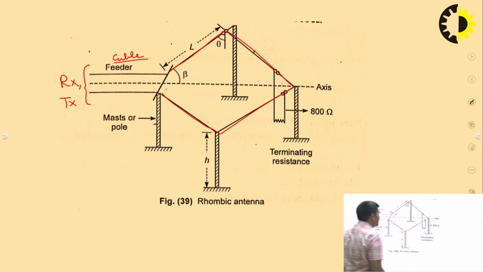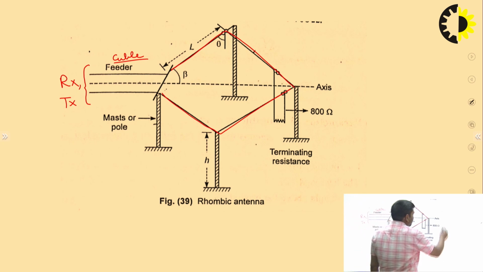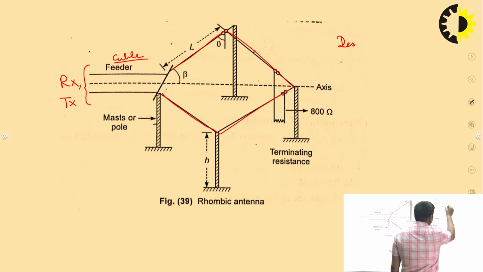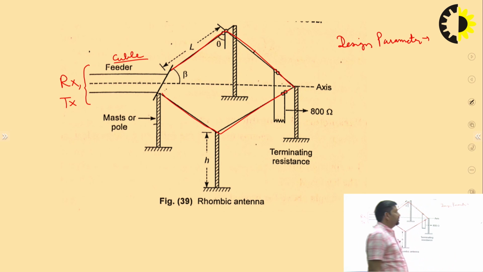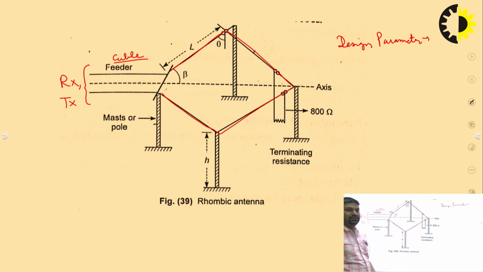So what is the design consideration here? If I say you have to design a non-resonant rhombic antenna for 20 megahertz frequency, what are the design parameters? What is the meaning of design parameter? Design parameters are those parameters by which we design and construct the rhombic antenna.